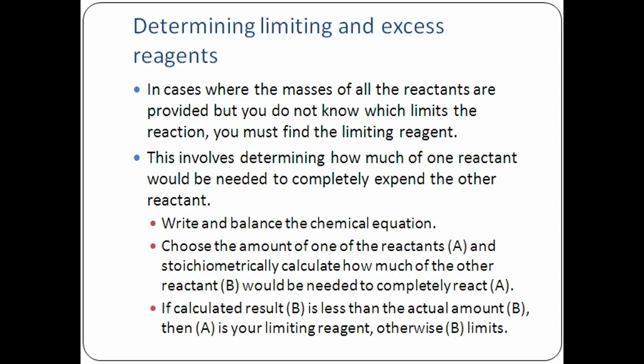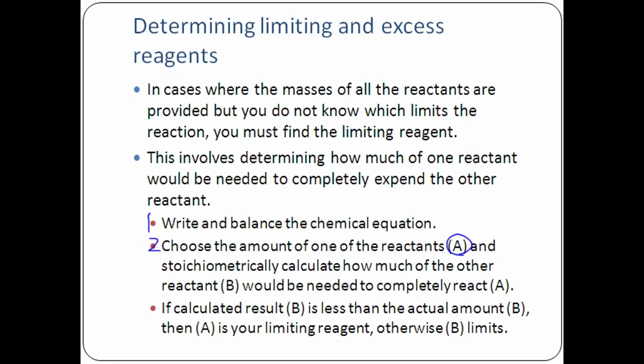So overall, our first step is that we're going to want to write and balance the chemical equation. That's number one. Then number two, we're going to choose the amount of one of the reactants. Doesn't matter which one. I call it reactant A here, but really it doesn't matter which one it is. Choose the amount of one of the reactants and then stoichiometrically calculate how much of the other reactant would be needed to completely react the first one.